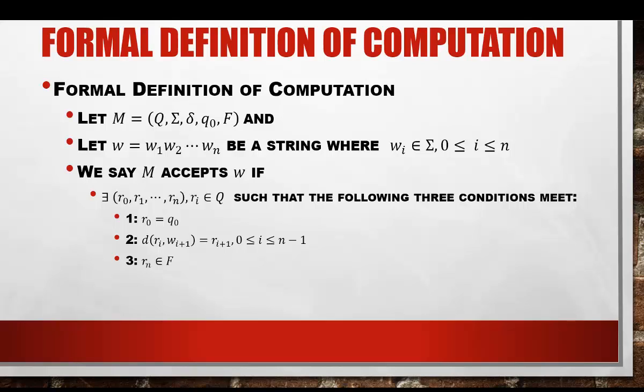Then we say M accepts W, or the machine accepts the string, if there exists a sequence of states R sub 0, R sub 1, all the way to R sub n, for every R sub i from the set of states Q, such that these three conditions are met. R sub 0 is equal to Q sub 0, the start state. Delta, in fact this should be delta, that's a typo, delta of R sub i, comma W sub i plus 1, is equal to R sub i plus 1. And R sub n is a member of F.